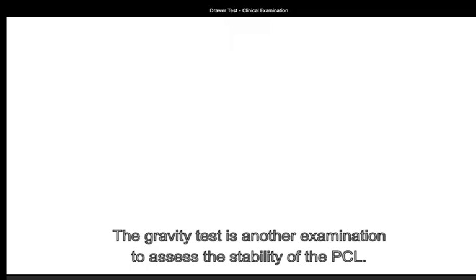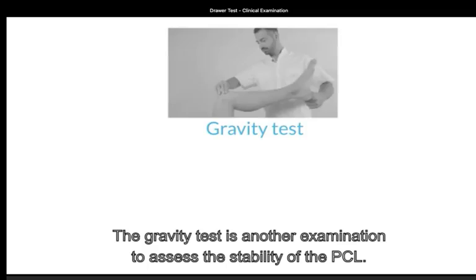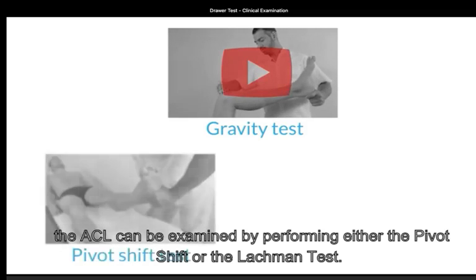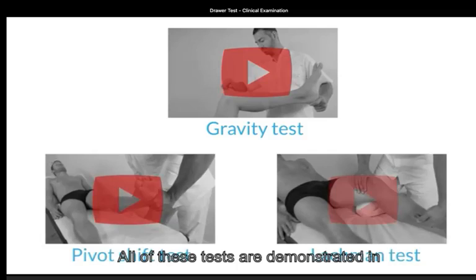The gravity test is another examination to assess the stability of the PCL. The ACL can be examined by performing either the pivot shift or the Lachman test. All of these tests are demonstrated in separate videos.